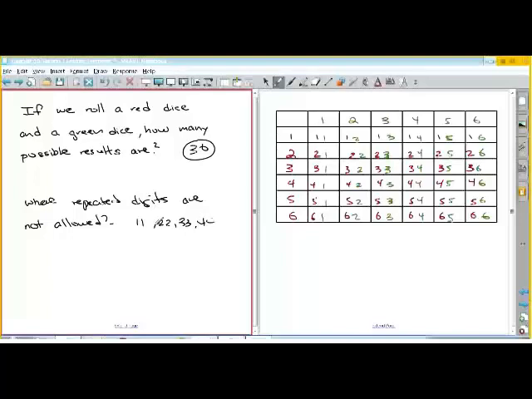So what does that mean? It means 1, 1, 2, 2, 3, 3, 4, 4. Why? Because I said so. I'm just making up various ways of limiting it.